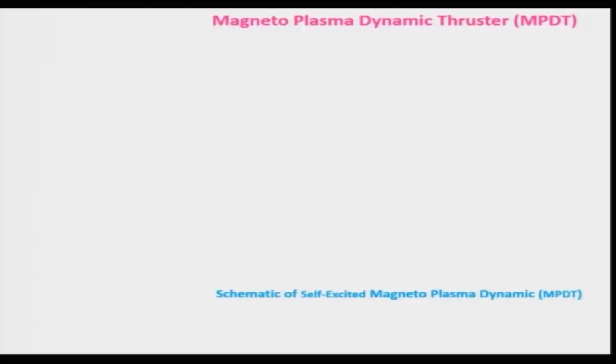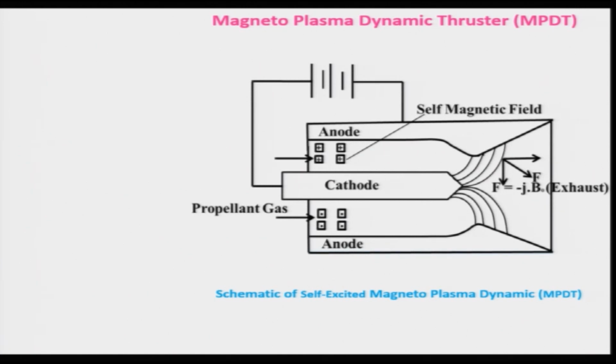So, let us look at the magnetoplasmadynamic thruster, and we will look at a schematic of a typical self excited magnetoplasmadynamic thruster shown here. In this case, the high voltage or electrical power is connected to the cathode and anode. Keep in mind, between the cathode and anode there has to be a gap. This is known as the gap. The gap should be maintained properly. It is a little bit exaggerated here, and the propellant gas is passing through this.